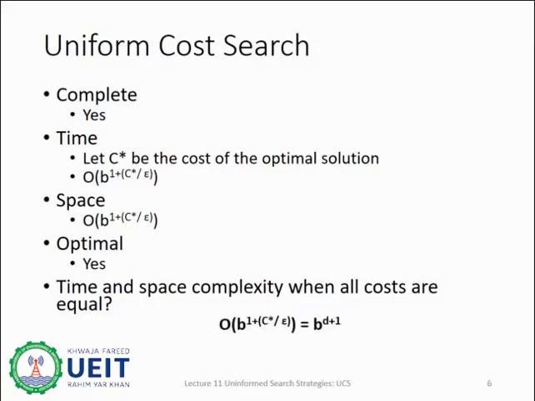When all costs are equal, then uniform cost search will work like breadth first search. It will become breadth first search.